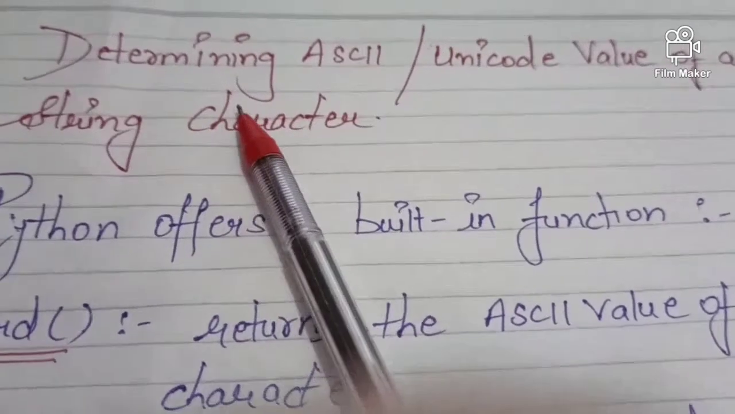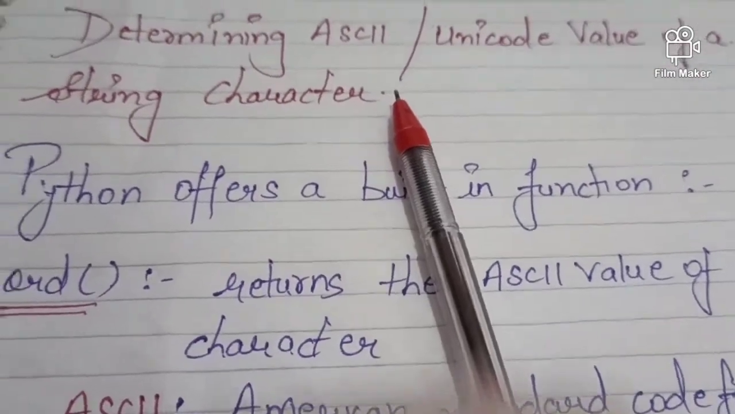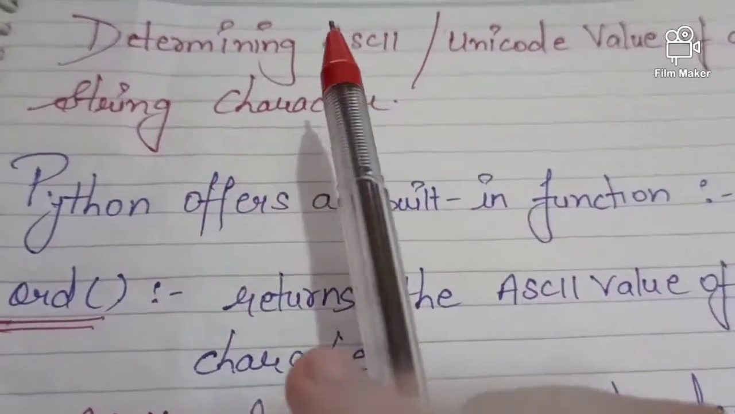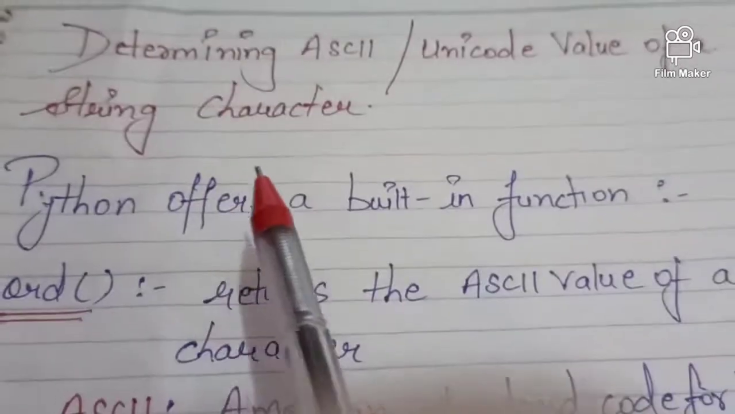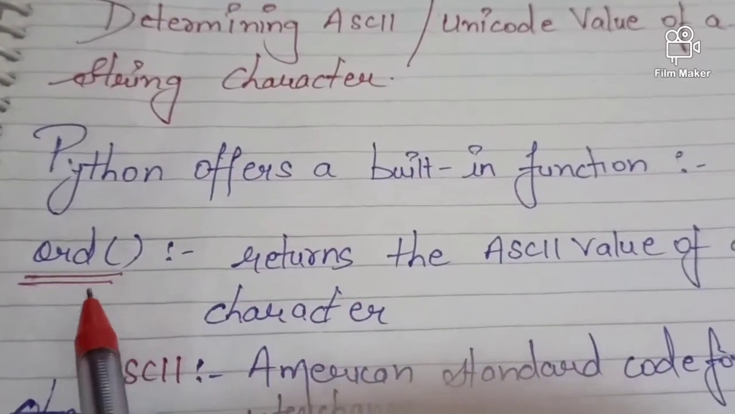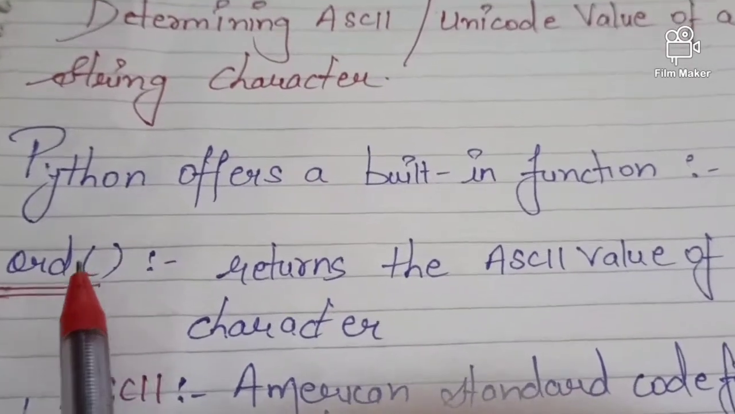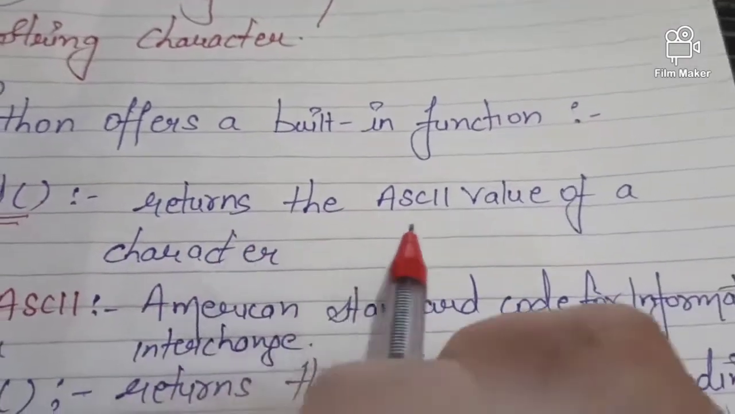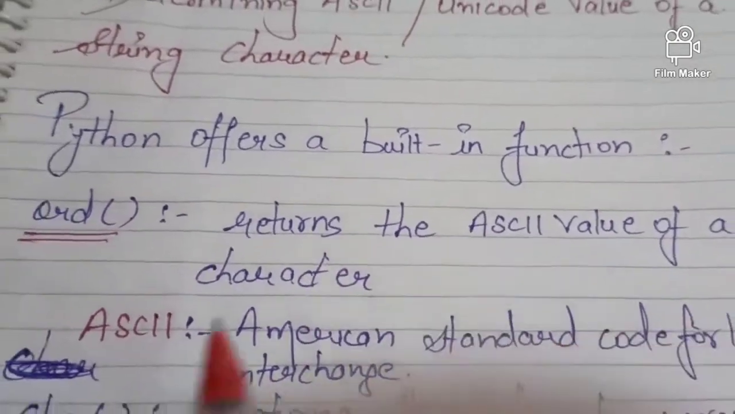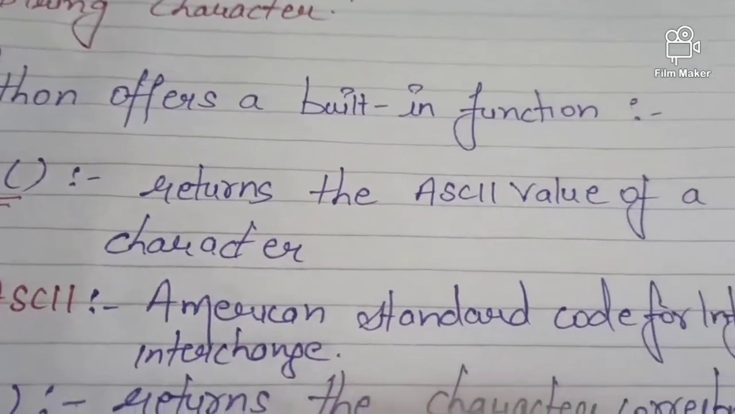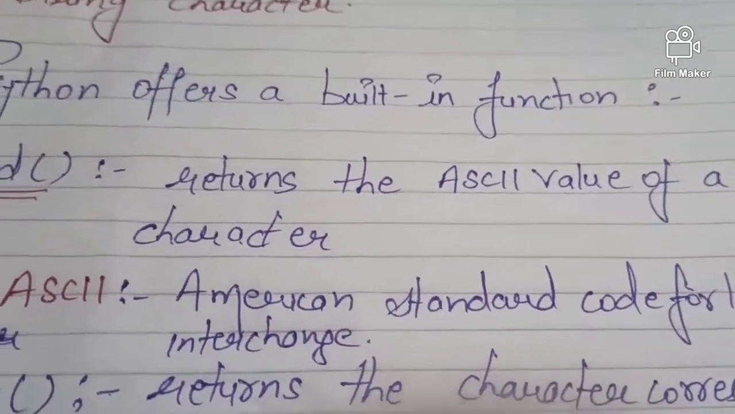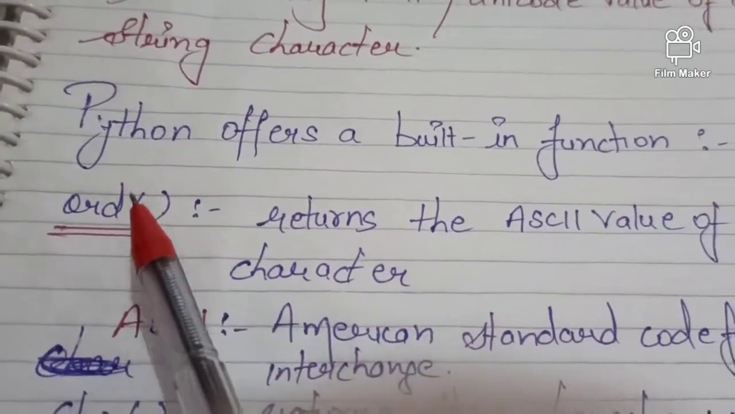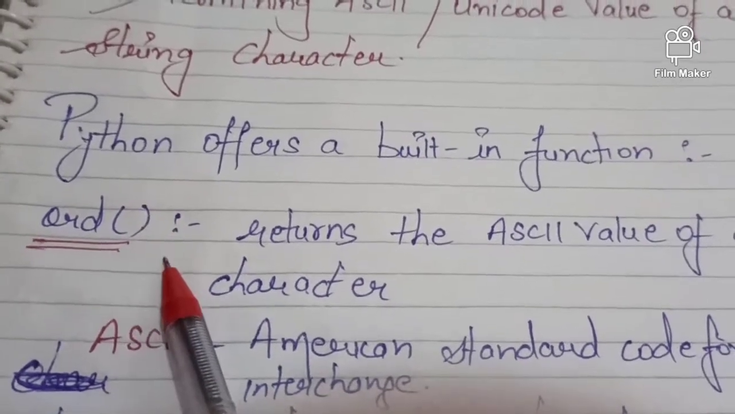Now come to the next term, determining the ASCII or Unicode value of a string character. Whatever string character is there in Python, if we want to know its ASCII or Unicode value, how will we do that? For that, Python offers a built-in function, ord, the ordered function, with parentheses. If you use the ord function, it returns the ASCII value of a character. You all know the meaning of ASCII: American Standard Code for Information Interchange. Whatever character you pass inside this function, Python returns its ASCII value.